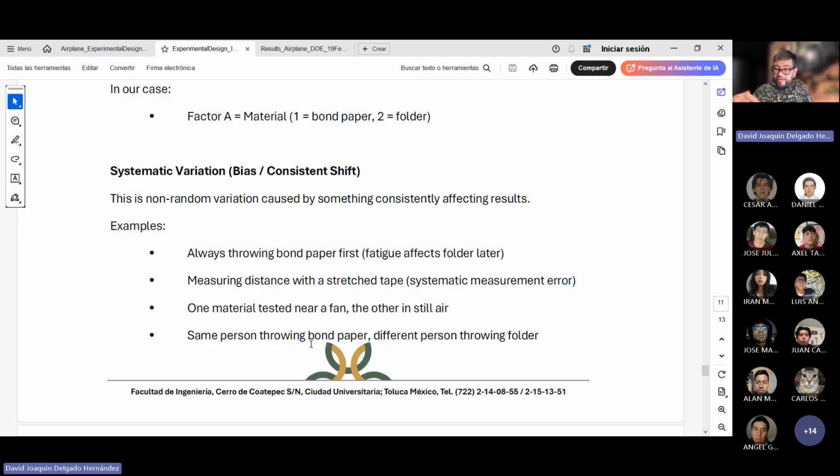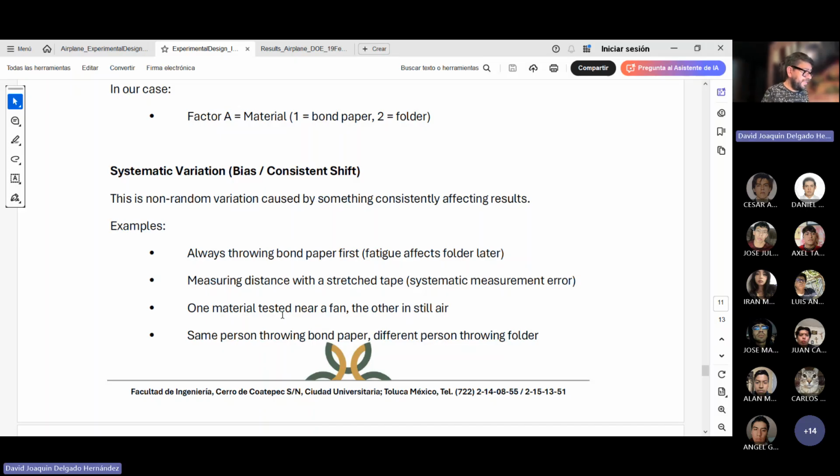Do you remember in the classroom we used this random thing in order to choose the airplane? So first it was B2 Spirit, then Avion 2, then SF-26. So it was random. So I can take this variation out of the equation, but I can force first this airplane, the bond paper, then measuring distance with a stretch tape.